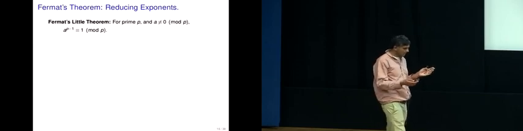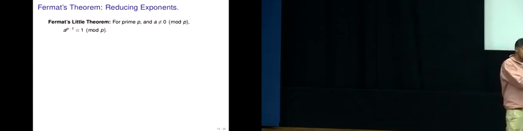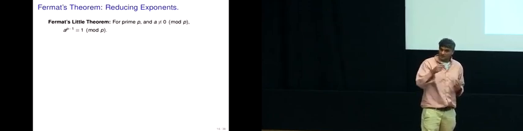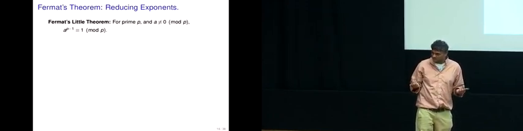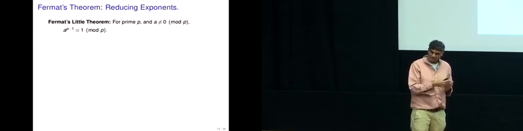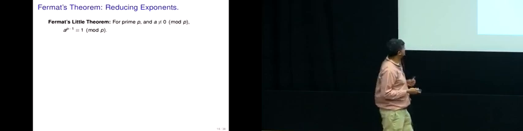Because you do wrap around, right? Everything is between 0 and p minus 1. So this is saying, when do you wrap around and hit 1? This is telling you how long it takes to wrap around in some sense. If you keep multiplying by a, p minus 1 times, you get back to where you started. So it's kind of cool.